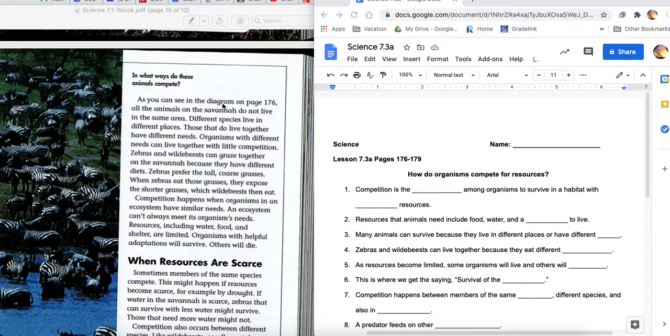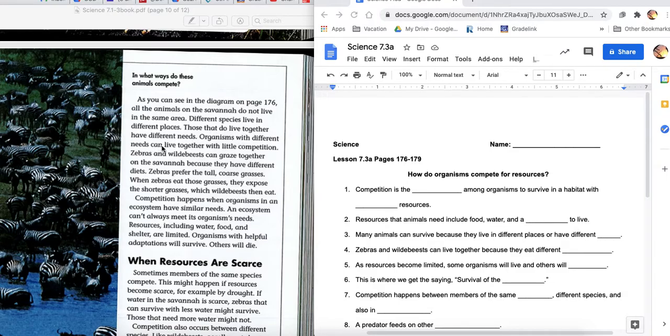As you can see in the diagram on page 176, all the animals on the savanna do not live in the same area. Different species live in different places, and those that do live together have different needs. So I wrote down this. Many animals can survive. Why? Because 1, they either live in different places, or 2, they have different needs. They'll give you an example of this.